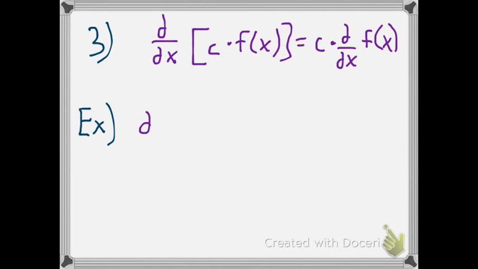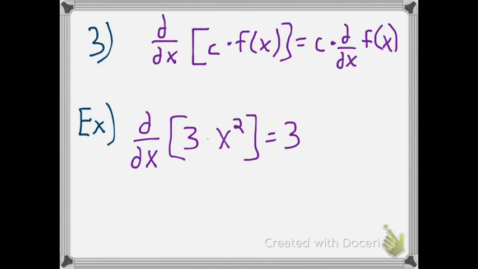So for example, let's say I have d dx of 3 times x squared. Alright, so 3 is my constant. It's going to stay out in front. And as we saw from the power rule, the derivative of x squared is going to be 2 times x to the first, or simply 2x. So this is going to be 3 times 2x, which can be simplified into 6x.